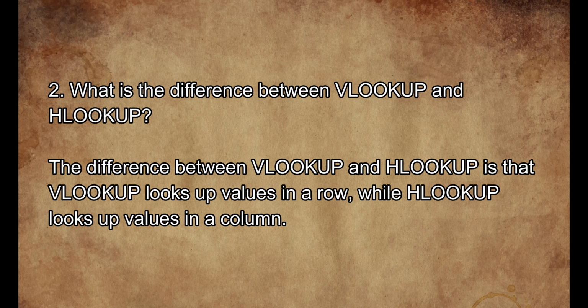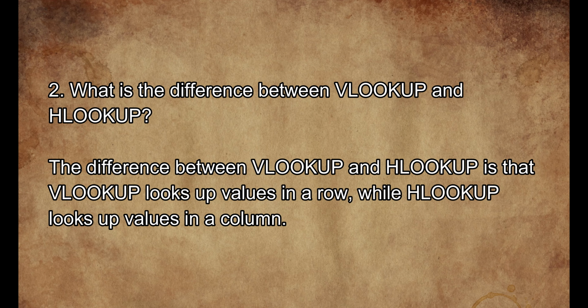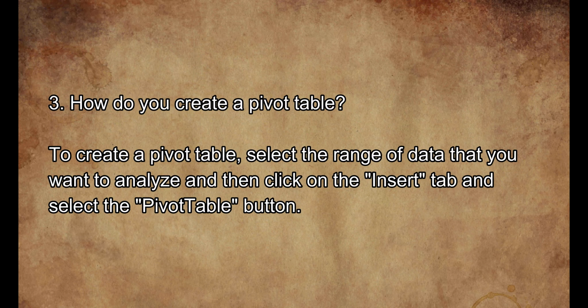2. What is the difference between VLOOKUP and HLOOKUP? The difference between VLOOKUP and HLOOKUP is that VLOOKUP looks up values in a row, while HLOOKUP looks up values in a column. 3. How do you create a pivot table? To create a pivot table, select the range of data that you want to analyze and then click on the Insert tab and select the Pivot Table button.